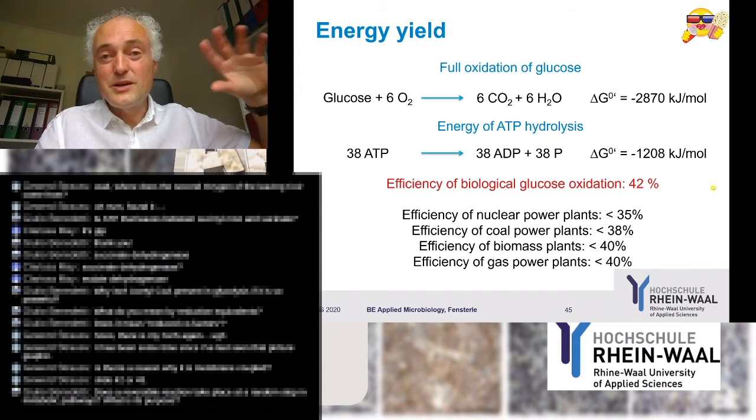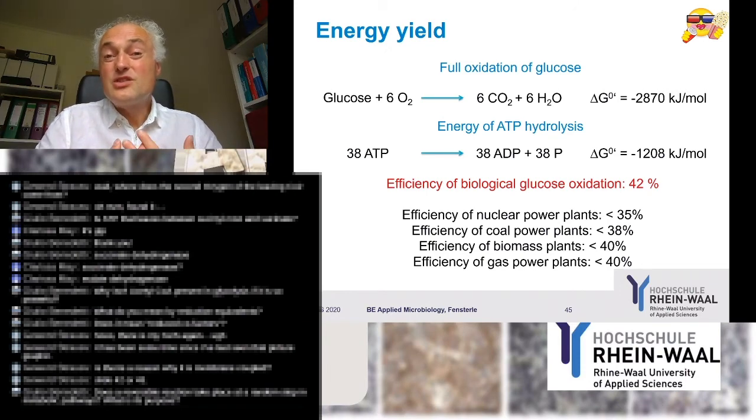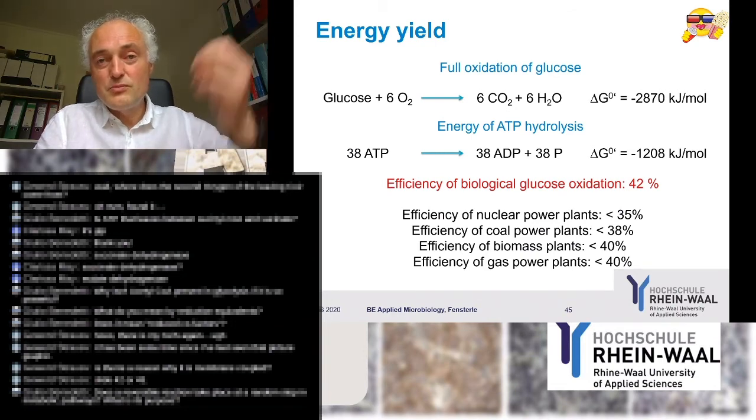So here we talk about energy yield. Glycolysis and the citric acid cycle have certainly been optimized for energy yield. However, at the same time, we can talk about fluxes. So what is the amount you can put through?